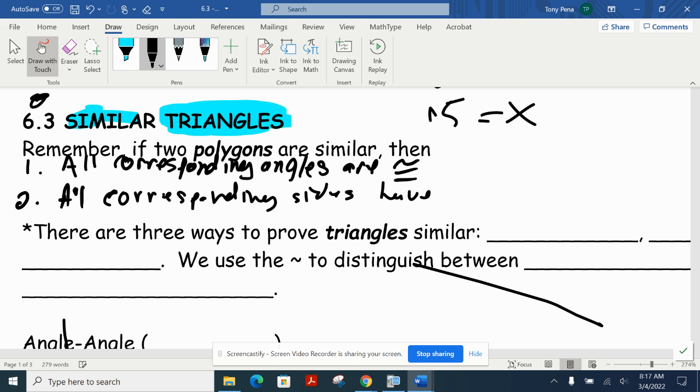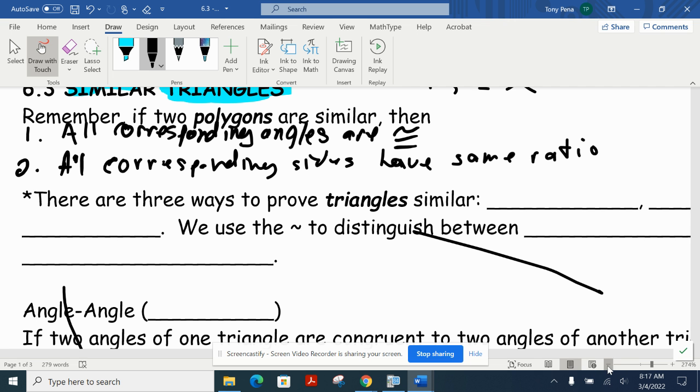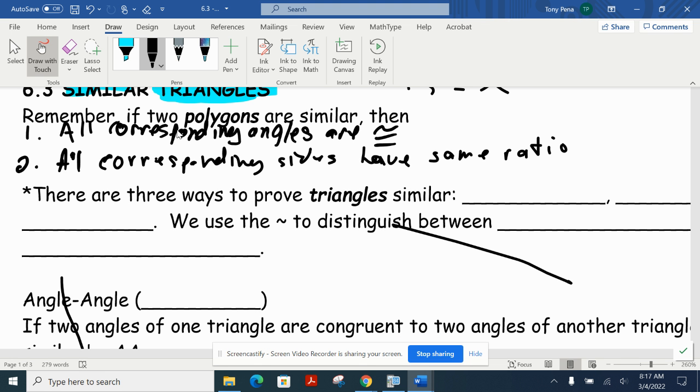Have the same ratio. Okay, that's our scale factor we would talk about depending which direction you're going to go, but they're all in the same ratio. Okay, so when we're dealing specifically with triangles, we can shorten this a little bit.